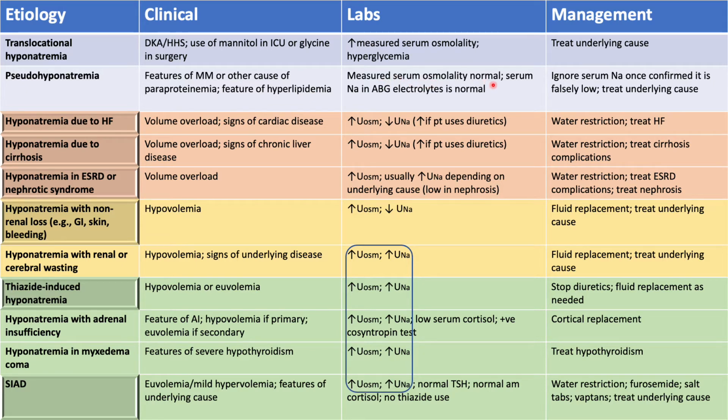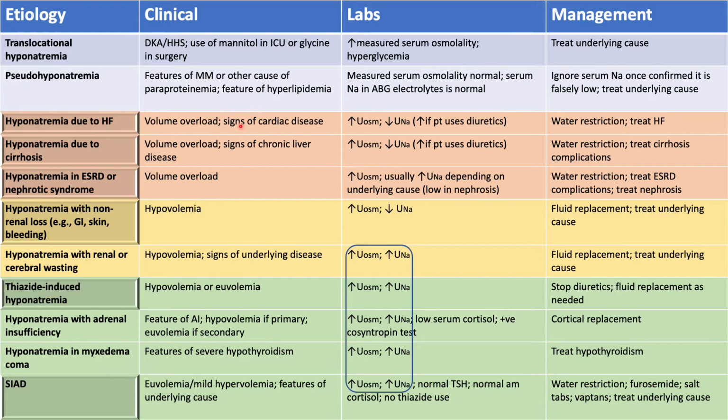Again, the measured serum osmolality will be normal, and the serum sodium, if you do it in the ABG machine, can tell you the true sodium level, and you need to communicate with the lab to see if they use a method that led to the development of the pseudohyponatremia. In this case, you just ignore the serum sodium because it's not true. After you confirm that it's not true, and after you check the actual one, look for the underlying cause and treat it.